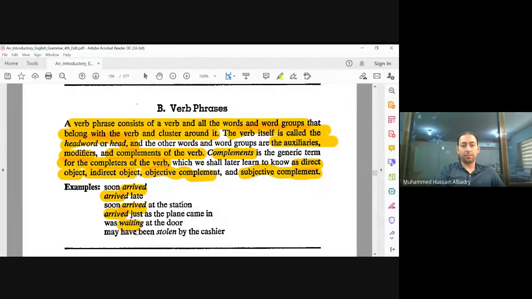Waiting. See, was waiting: was is auxiliary, waiting is head word, at the door is complement. May have been, you see, may. One verb, two, 1, 2, 3, 4. We have how many verbs? We have 4 verbs. And we have a complement here. So this is what a verb phrase is.